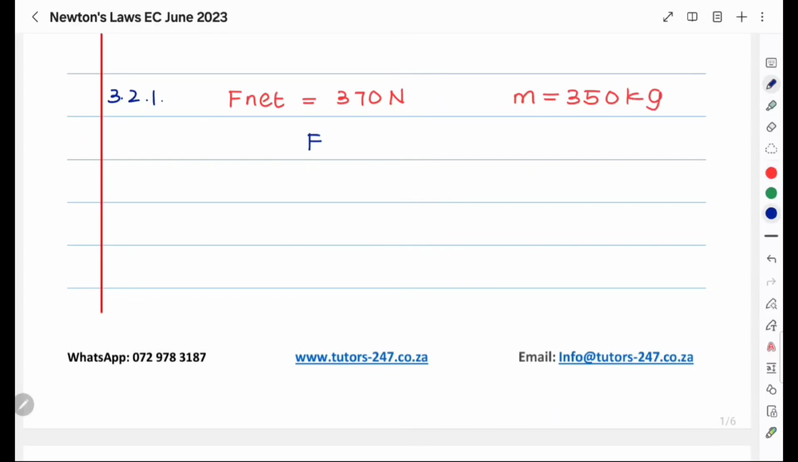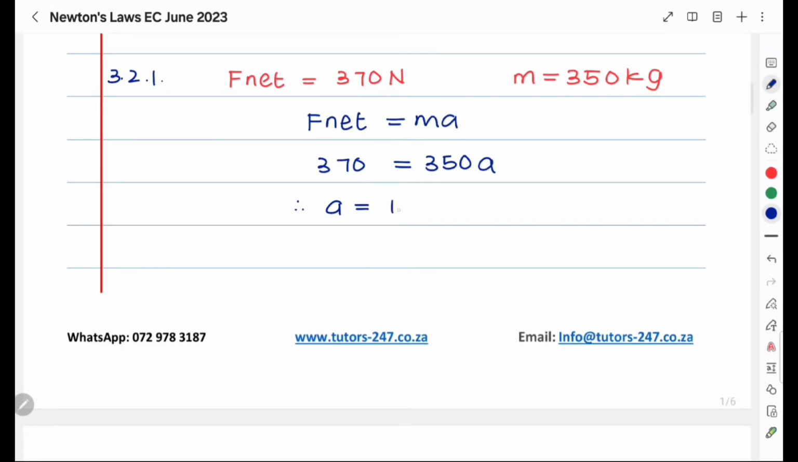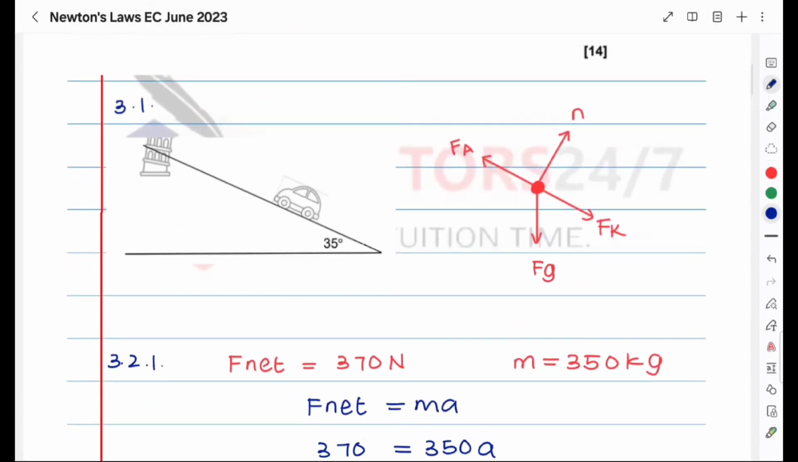From here, we are going to use the formula F net is equal to ma, where F net is 370, mass is 350, and we are looking for a. We can divide both sides by 350, and we therefore have the acceleration of the car as equal to 1,06 meters per second squared. So that was it. In order to calculate the acceleration, all we did was take the F net value given, the mass value given, substitute it into the formula F net equals ma, and solve for acceleration.